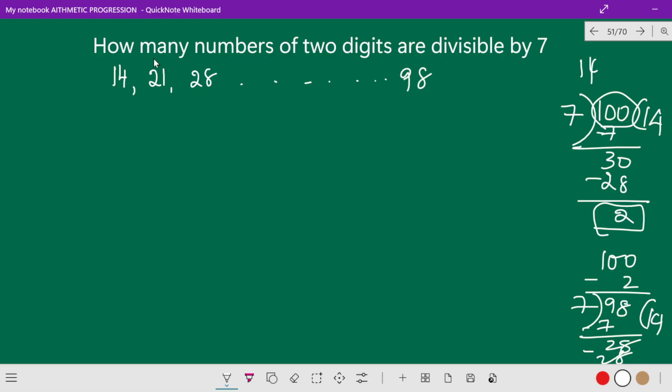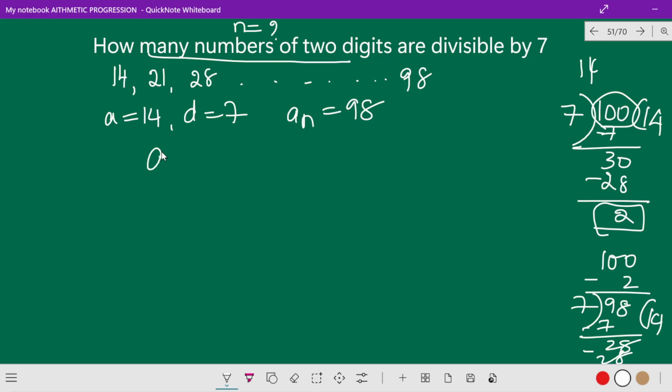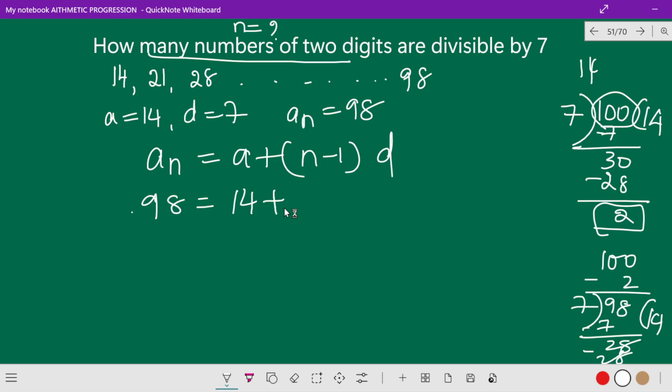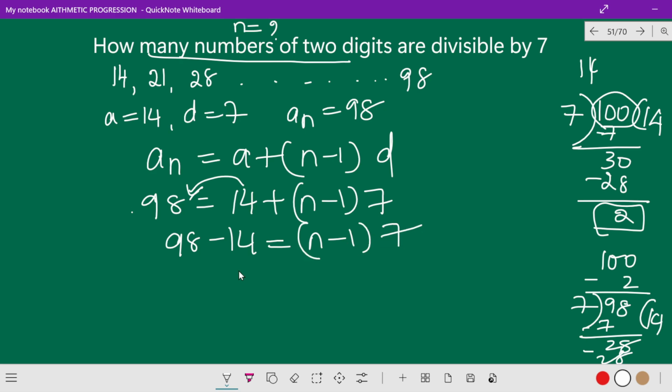So now, how many 2 digit numbers are there? We have to find n. So A is 14, D is 7, AN is 98. AN is equal to A plus n minus 1 into D. 98 is equal to 14 plus n minus 1 into 7. Shift the 14 this side. 98 minus 14 is equal to n minus 1 into 7. So 8 minus 4 is 4, 9 minus 1 is 8, 84 is equal to n minus 1 into 7.